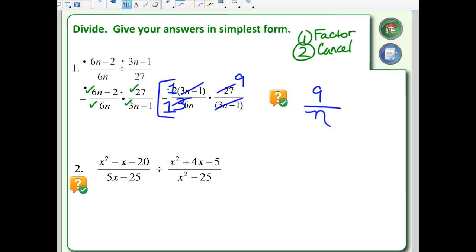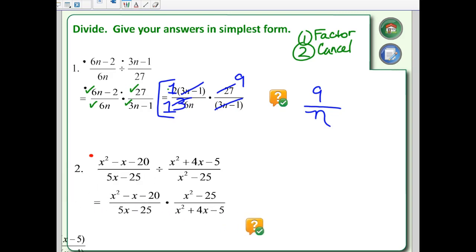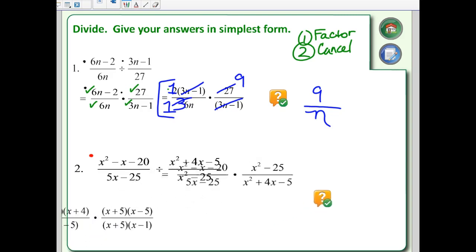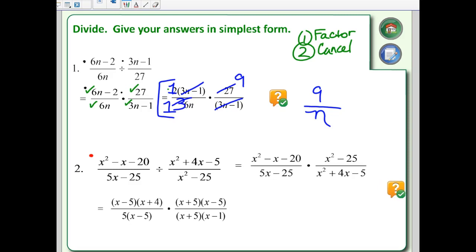If I look at the numerator of the first one, the first thing we've got to remember to do is rewrite it as a multiplication problem. So I go down here and rewrite it as a multiplication problem, and I multiply by the reciprocal. We flip this one.